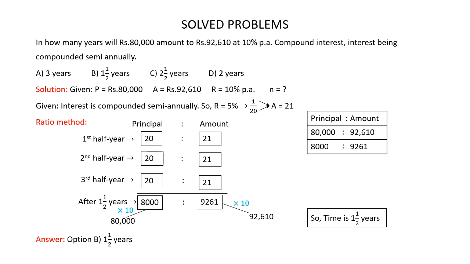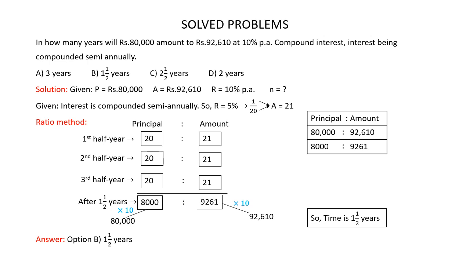Now dividing both these numbers by 10, we get 8000 is to 9261. Clearly here you can see that both these numbers are perfect cubes. 8000 is nothing but 20 cubed, 9261 is nothing but 21 cubed. So now we know that we have to find the principal amount for 3 half years.